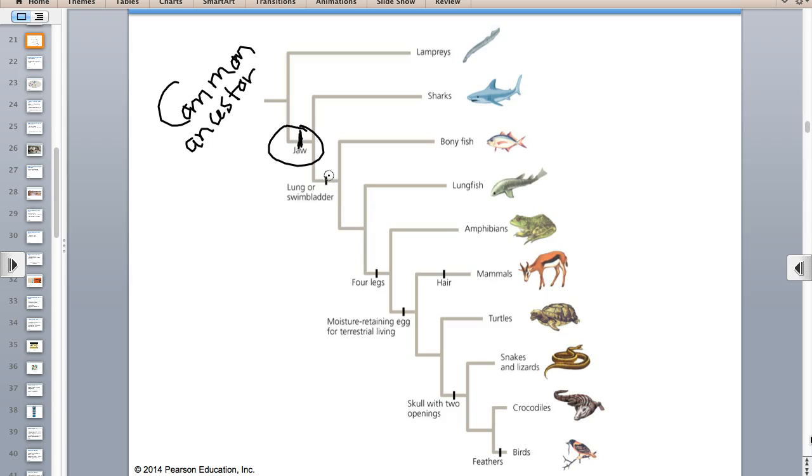Right here, lungs or a swim bladder. Everything over here has a lung or swim bladder. Sharks don't have that. Four legs. Everything over here has four legs. Lungfish don't have that. A moisture retaining egg. Everything over here has that. Amphibians don't. That's why they have to live in water. These are called synapomorphies.